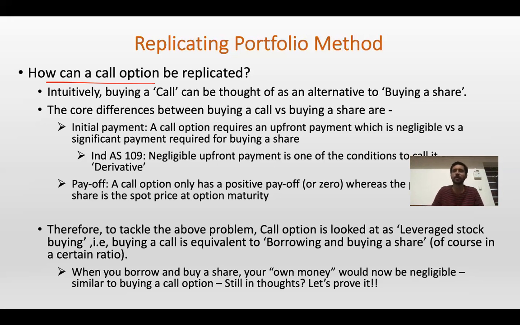Okay. But if you think a little in detail, there are two main differences between buying a call and buying a share. Okay. The core differences are: one, initial payment. The initial payment when you buy an option is going to be very, very small. Whereas for buying a share, you need to pay the whole value of the share, right?